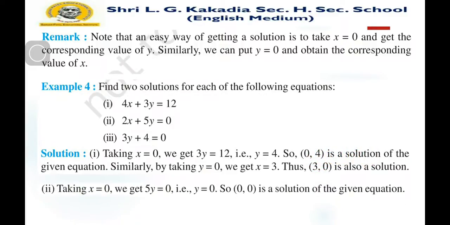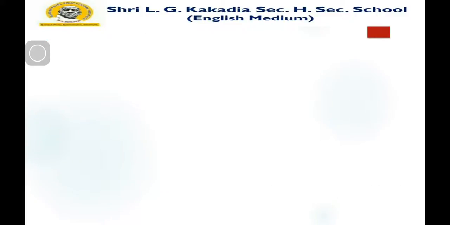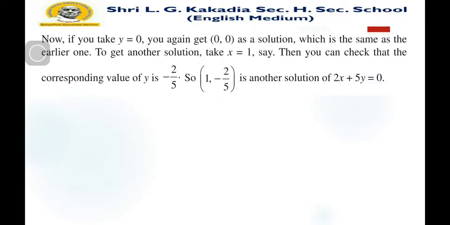Now the second one, 2x plus 5y is equal to 0. Take x equal to 0, then you get 5y is equal to 0, that is y is equal to 0. This means (0, 0) is a solution of the given linear equation. And now if you take y equal to 0, then you get (0, 0) as a solution, which is the same as the earlier one.